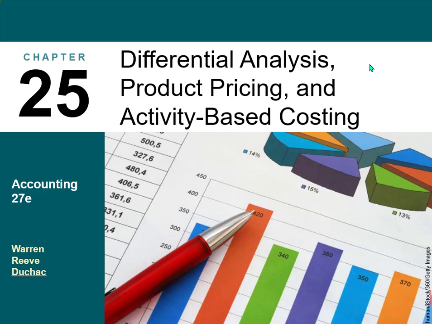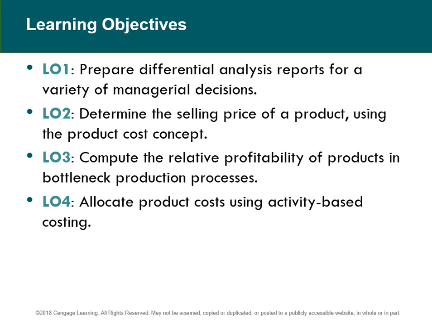Chapter 25, what you've been waiting for. This is differential analysis, product pricing, and activity-based costing. All right, this chapter has really lofty objectives. It has a lot of information.